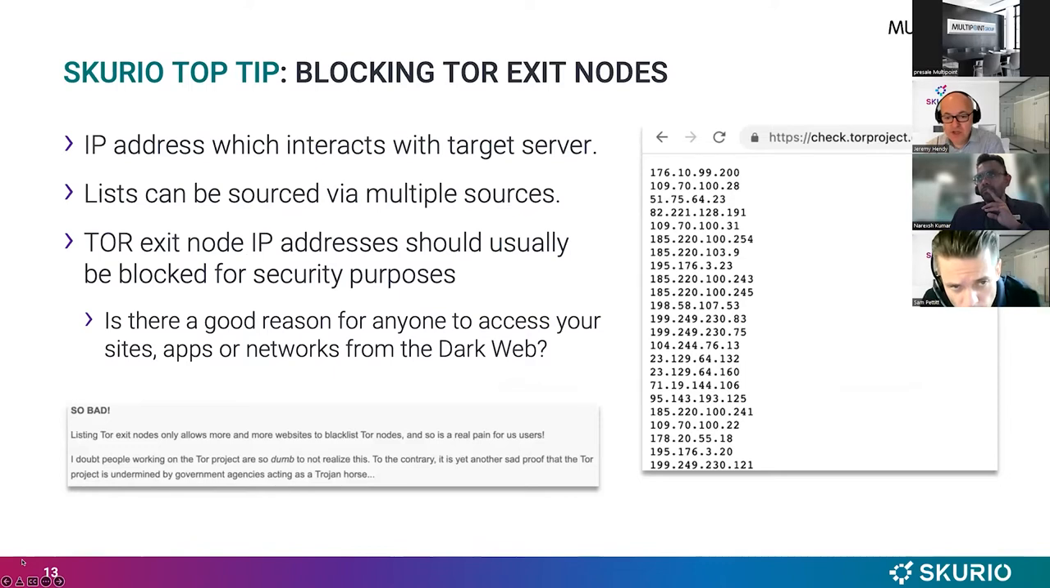So one of the things you can do as an organization, one takeaway from this webinar, if you're in the security team, would be to block the Tor exit nodes. So it's fairly easy to get hold of lists of these. These are the final IP addresses which may be accessing your servers, your apps, your networks. We'd recommend you generally block those because it's unusual for anybody to have a good reason to access your site or your app from the dark web. It's much more likely to be a malicious actor trying to hide where they are than a genuine customer or a genuine member of staff that is using Tor to access your network. So we definitely recommend getting a list of Tor exit node IP addresses and adding them to your block lists at the perimeter.